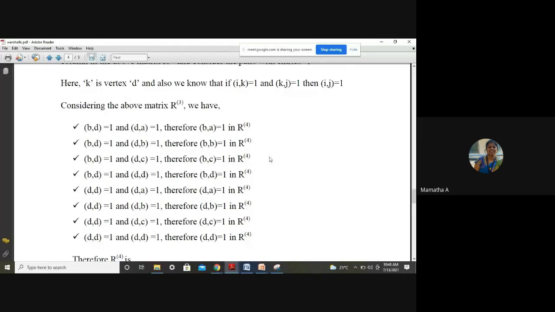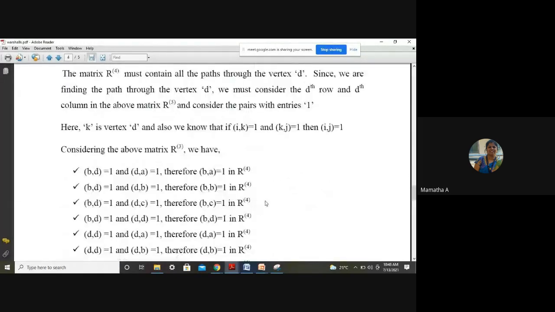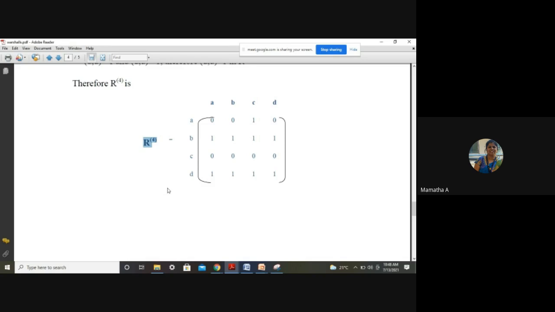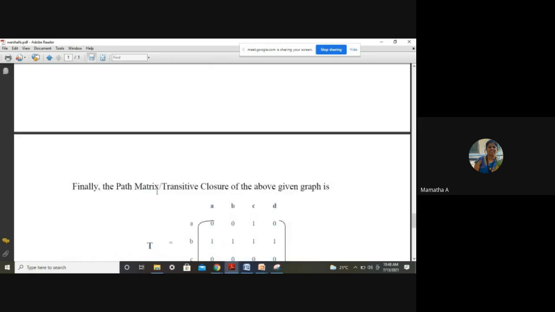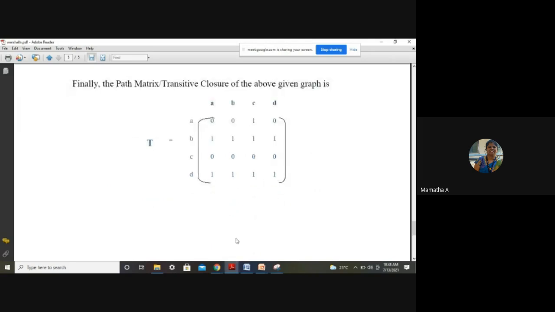So you can observe that this forms the final R4 matrix which is generated. And you all know that this R4 is my transitive closure or the path matrix. So finally, the path matrix or the transitive closure of the above graph will be T equals to this matrix. Are you understanding? Right? So given a graph, you have got this answer.